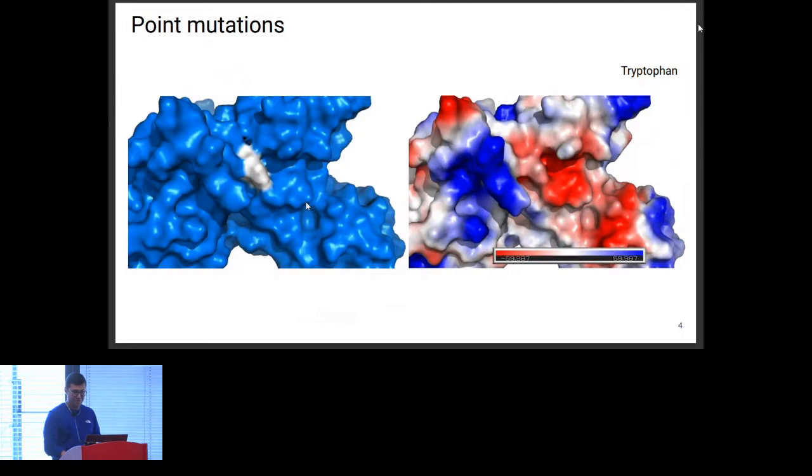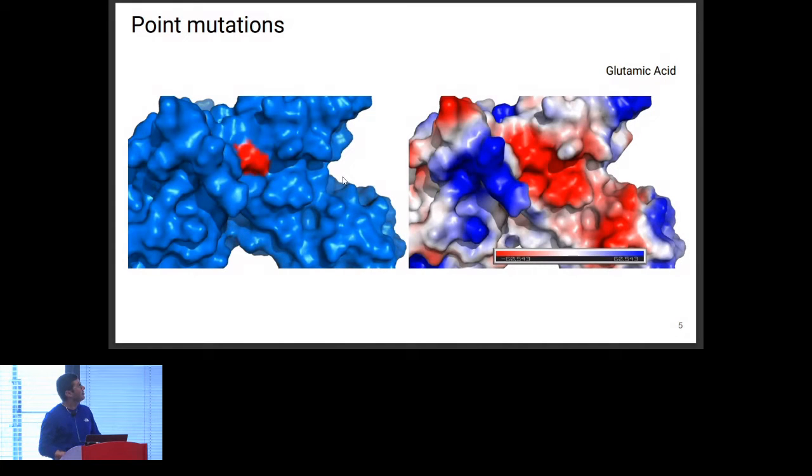We have a protein complex, and here I highlighted tryptophan at the interface. And now I mutate tryptophan. It's a missense mutation, point mutation, to glutamic acid. And by doing this mutation, not only the geometrical properties of the interface changed, also the distribution of charges on the interface is influenced by the mutation.